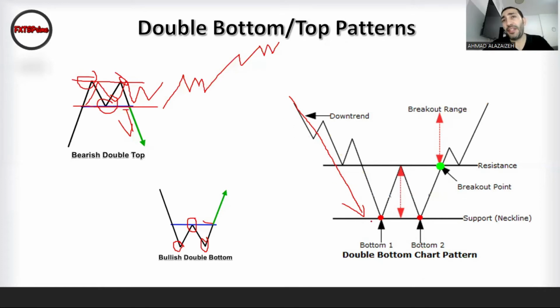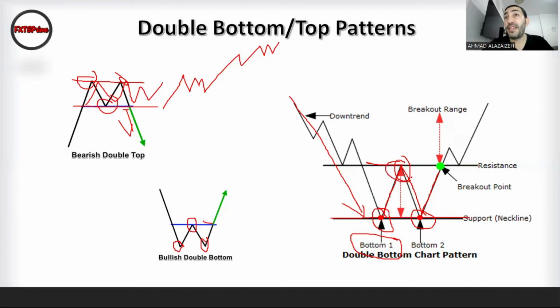If the price is coming down and starts to face support here, we call this bottom number 1. Then price came up and hit resistance here, and we call this resistance. From that resistance, price came down again and made another bottom, then the price started to come up.